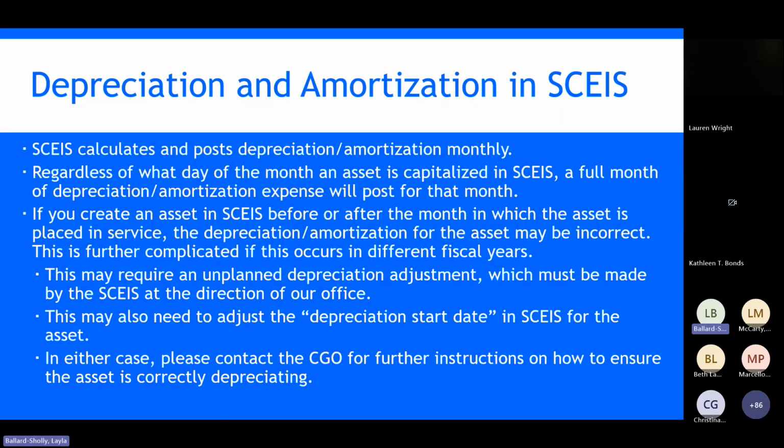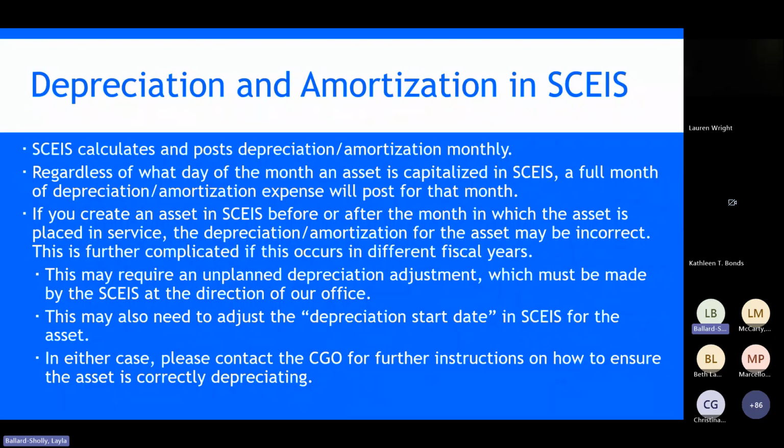So if you have a situation like this, please contact me, because we might need to do an unplanned depreciation adjustment. But we might also need to adjust the depreciation start date in SKIS, which you would need to do at the direction of our office. Again, you shouldn't try to just do that on your own. In either case, please contact me and we'll determine what needs to be done to correct it.